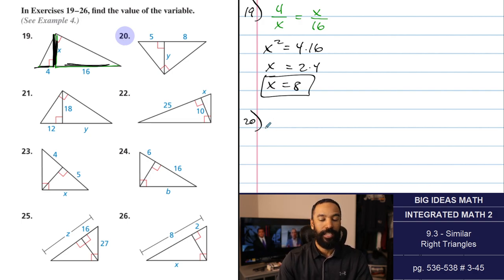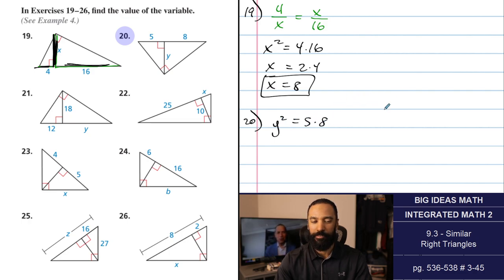Now number 20 is the same diagram, where y is the geometric mean of the numbers 5 and 8. And if it is the geometric mean, that means we could write it out as y squared equals 5 times 8. But if you were curious beforehand, we could also say 5 over y equals y over 8. And then we get to there.